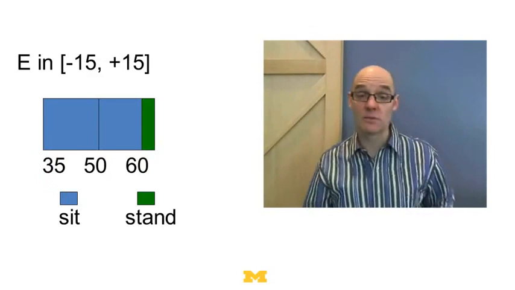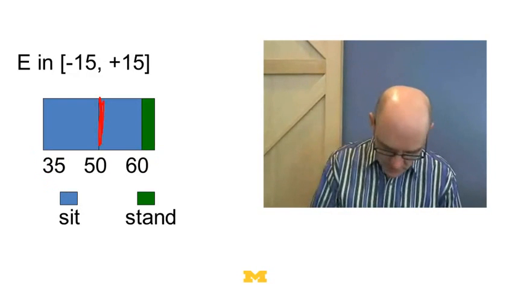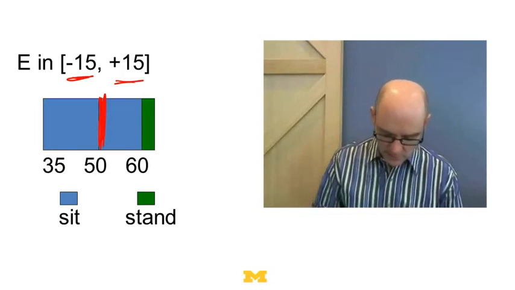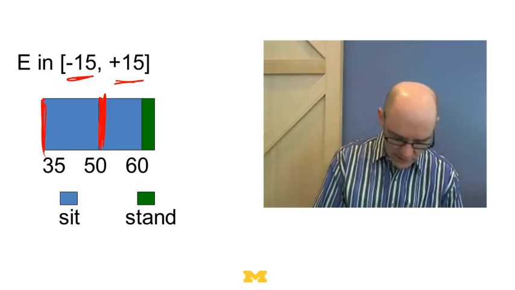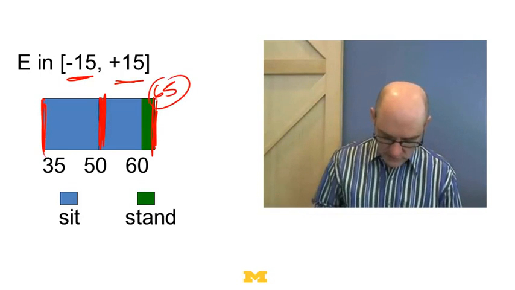Okay, so let's do a case first where the error term is really small. So it's 15. Now the mean here is 50, right? And the error term is either between minus 15 and plus 15. So someone's got an error of minus 15 gives it a 35, and someone's got an error of plus 15 gives it a 65. So let's write 65 there.